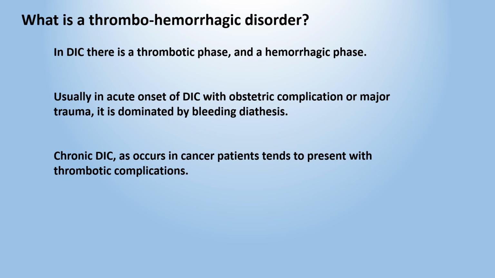Acute onset of DIC with obstetric complications or major trauma is usually dominated by bleeding diathesis, or the hemorrhagic phase is more dominant in acute onset of DIC. Whereas chronic onset of DIC, as occurs in cancer patients, tends to present with thrombotic complications.